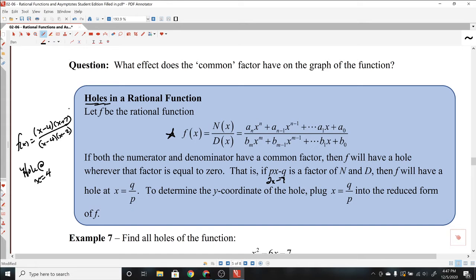reduced version. So if I cancel off the x minus 4 here, now when I plug 4 in, I get 4 plus 7 is 11, over 4 minus 2 is 2. That would give me the coordinates of the hole. So I'd go to my graph, and I'd put a hole at that point. And the graph would more than likely come in one side, leave the other, leaving us a hole.